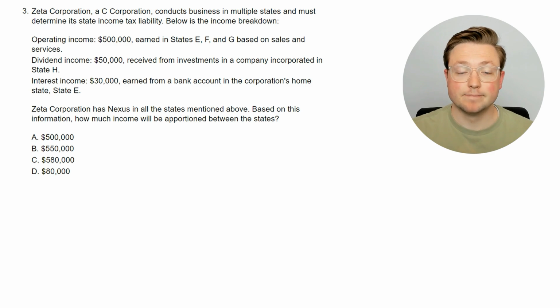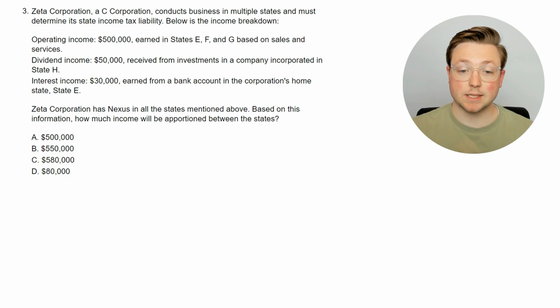Here's question 3. SETA Corporation, a C corporation, conducts business in multiple states and must determine its state income tax liability. Below is the income breakdown. So they have operating income of $500,000, and that was earned in the 3 different states of E, F, and G based on the sales and services. They have dividend income of $50,000 received from investments in a company incorporated in state H, and they have interest income of $30,000 earned from a bank account in the corporation's home state of state E.